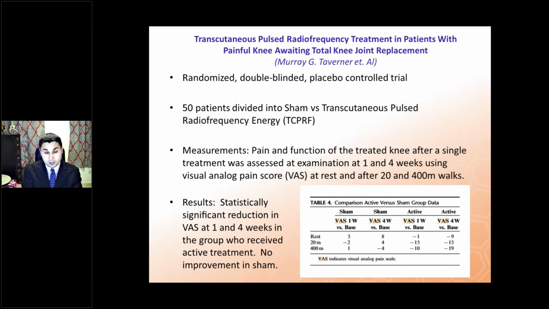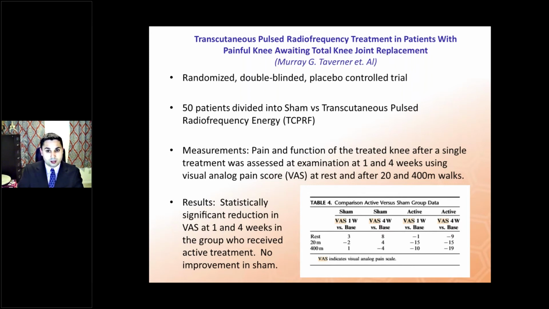Of course, insurance typically won't cover those types of procedures. But in this one, they used that device and were able to attach it to a transcutaneous-based device to make it work for the purpose of this study. So it was randomized, double-blinded, placebo-controlled, and 50 patients were divided into sham versus transcutaneous pulse radiofrequency.